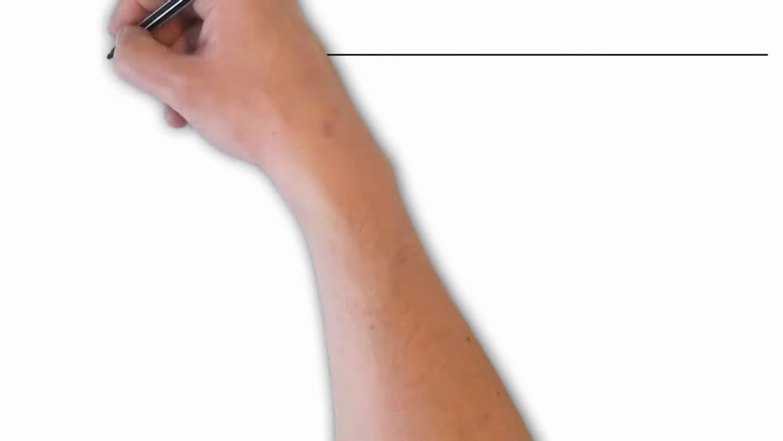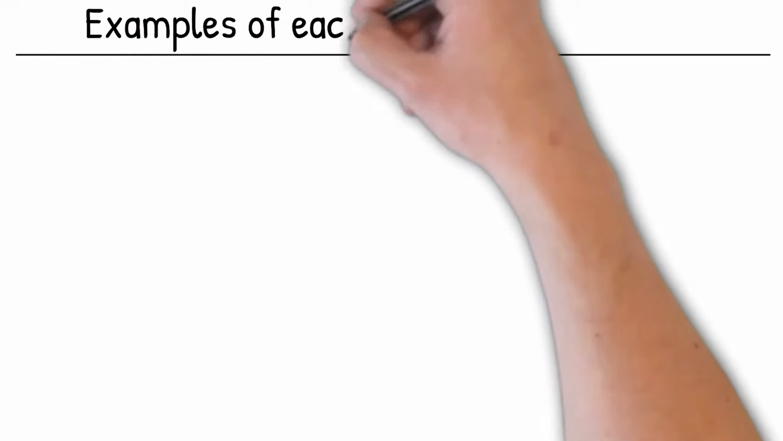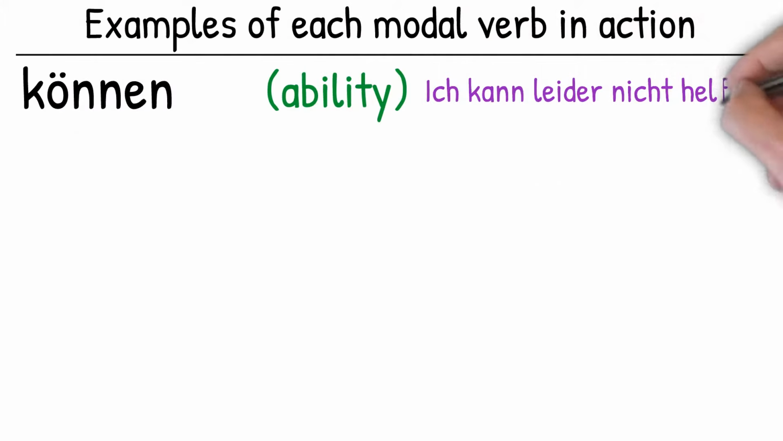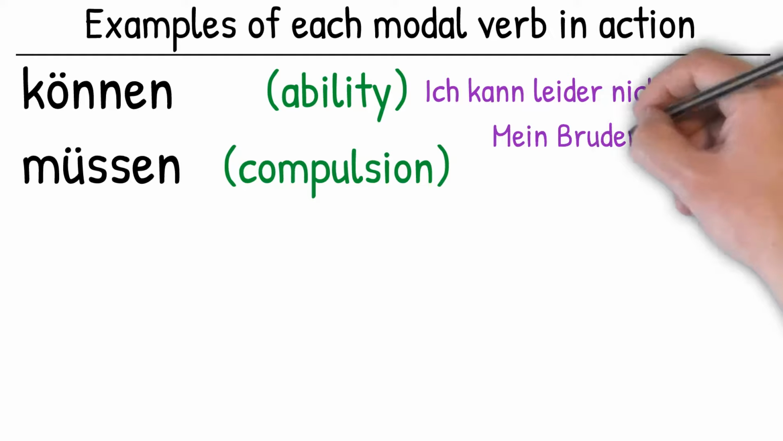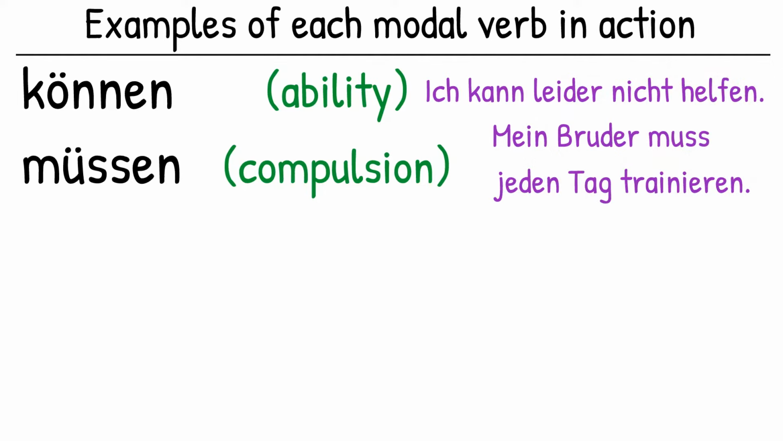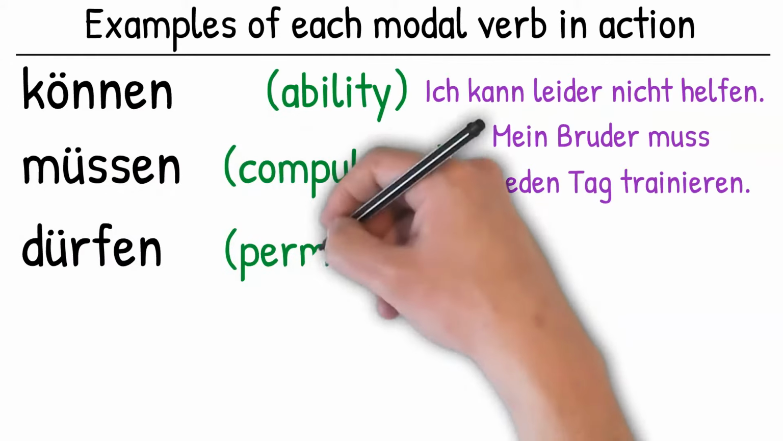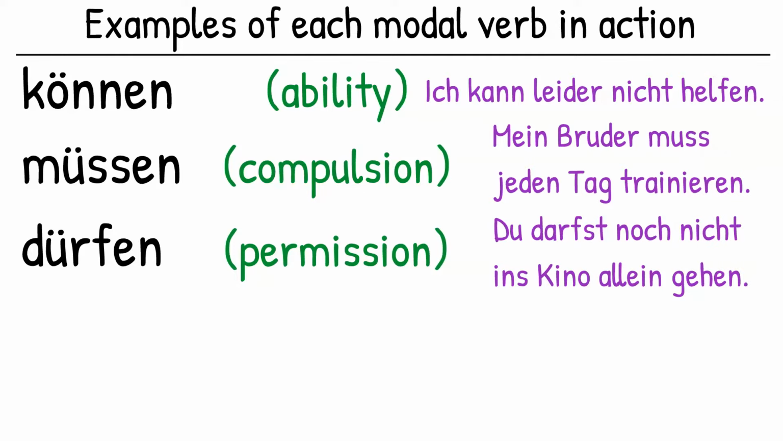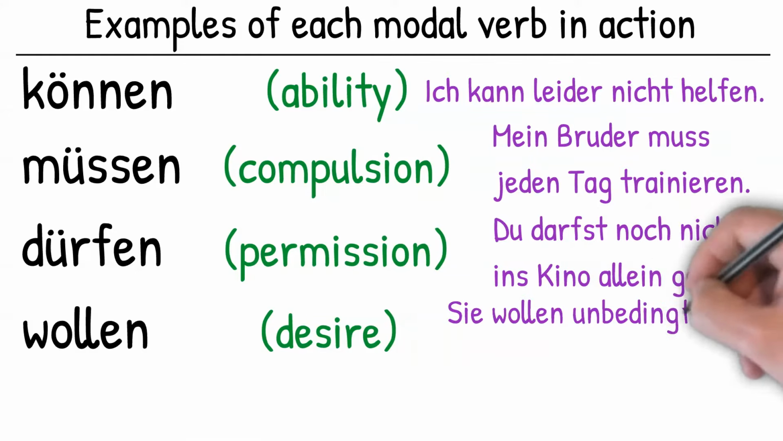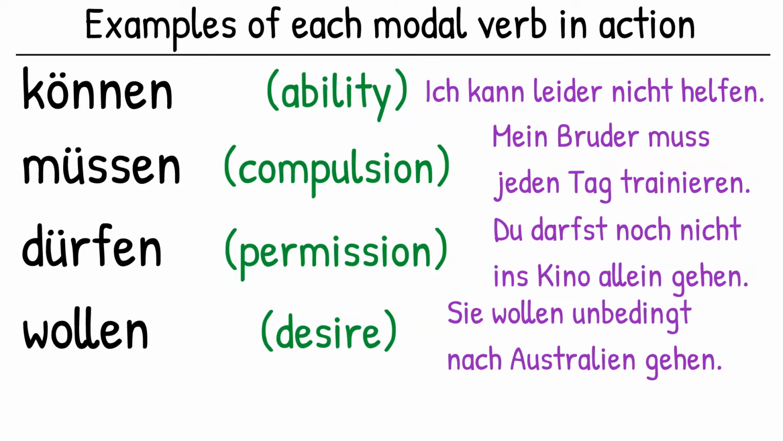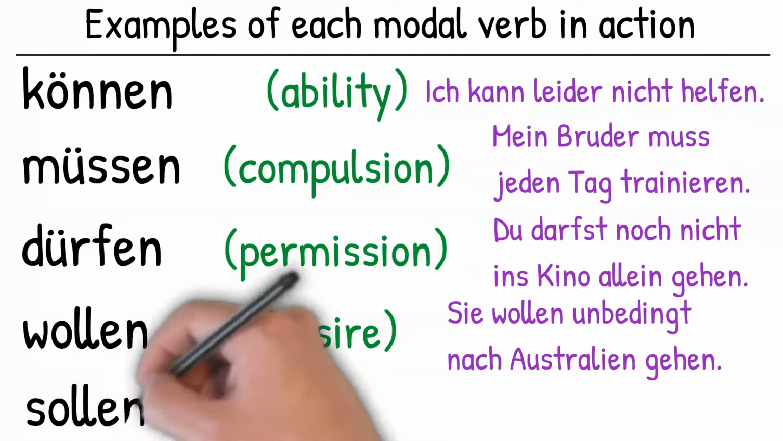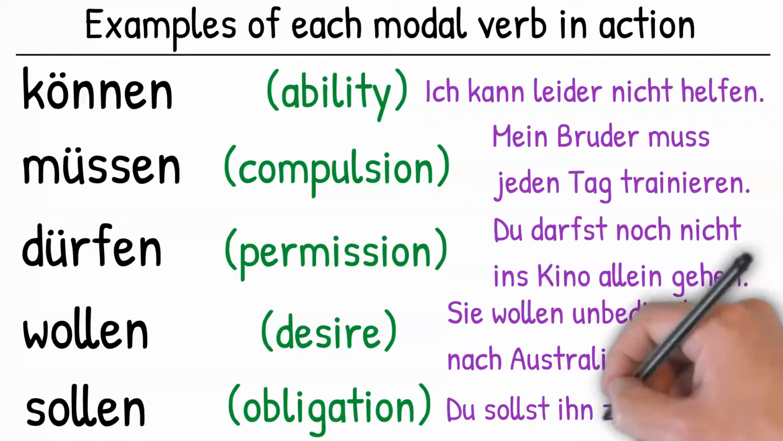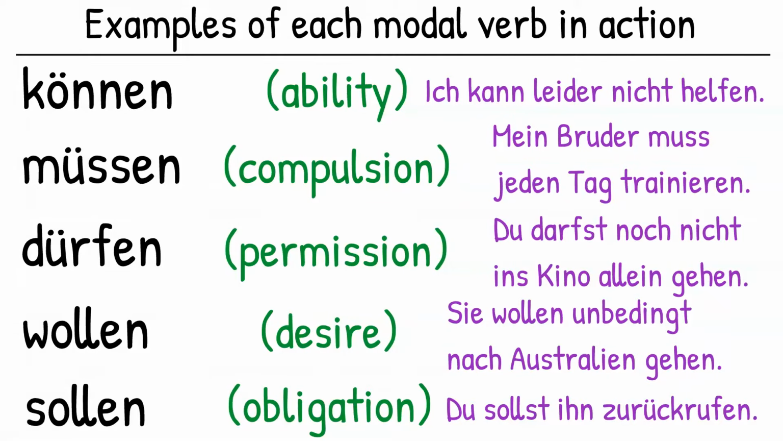In our worked example, we saw dürfen in action, but let's look at examples of each modal verb in action. Firstly, können. Ich kann leider nicht helfen. Unfortunately, I can't help. Mein Bruder muss jeden Tag trainieren. My brother has to train every day. Du darfst noch nicht ins Kino allein gehen. You're not allowed to go to the cinema alone yet. Sie wollen unbedingt nach Australien gehen. They want to absolutely go to Australia. Du sollst ihn zurückrufen. You should ring him back.